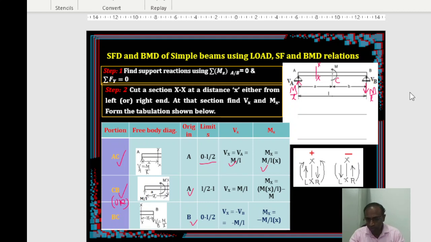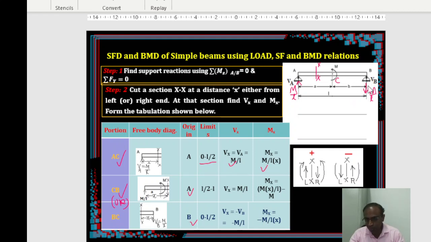Now go for the other part, right? So the other part is the CB part. For CB, I think it is easy to take B as the origin, because the number of terms that are involved up to C from this side is going to be only one. So you can take B as the origin, right?